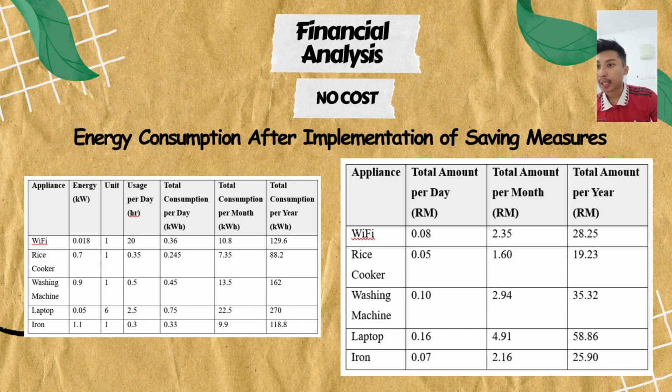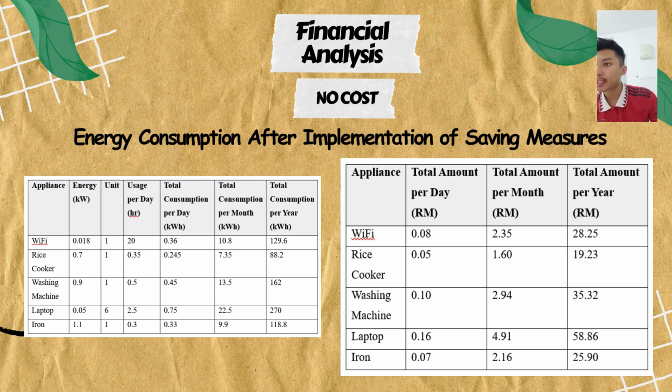Next, rice cooker, the same as well. We have reduced it to 0.35 hours per day. This is because we rarely cook at home. We just eat outside all the time. So we just cook only when needed. So this is much more realistic. This totals up to 19 ringgit 23 cents of consumption per year.